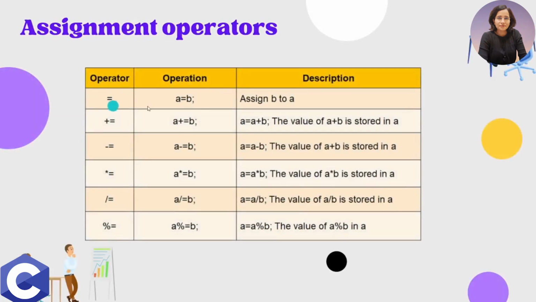First is the assignment operator. It is used to assign the value. So B is assigned to A. Next we have the addition assignment operator. A plus equals B. What does it mean? A is equal to A plus B. So the value of A plus B will be assigned to A. The other operators also work in a similar manner.